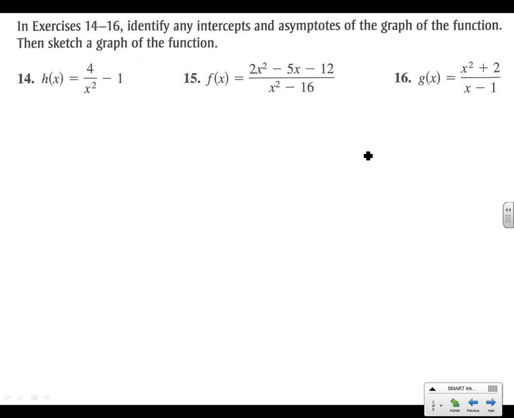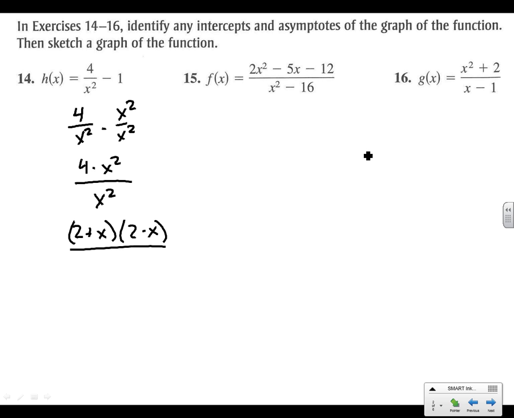So starting with 14, we need a common denominator first. So 4 over x squared minus x squared over x squared, which becomes 4 minus x squared over x squared, and then we can factor the numerator to 2 plus x and 2 minus x all over x squared. So that's factored all the way. Let's go ahead and find some important parts.